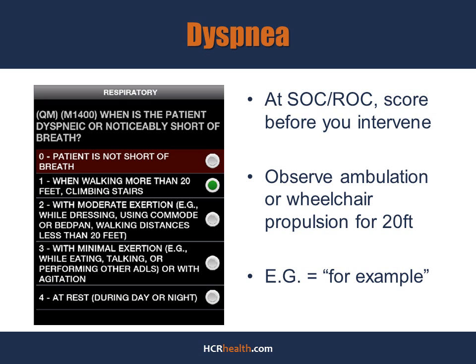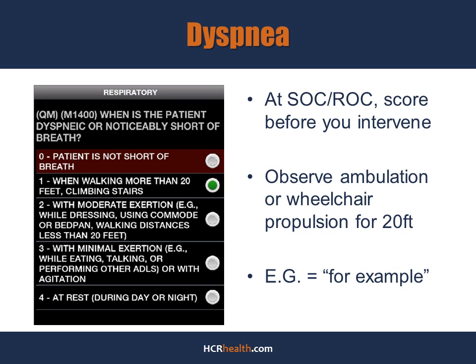Now, in order for the patient to score a zero, patient is not short of breath, they must not have any dyspnea with any activity in the past 24 hours or at the time of the assessment. A score of 1 when walking more than 20 feet or climbing stairs will be chosen if the patient has dyspnea with these items. You will be observing the 20 feet of ambulation when you complete your OASIS walk. A score of 2 with moderate exertion will be chosen if the patient has dyspnea with any of the activities listed or any similar activities.